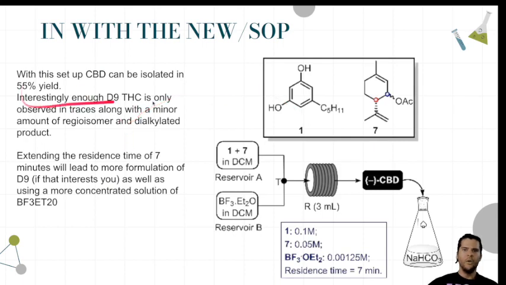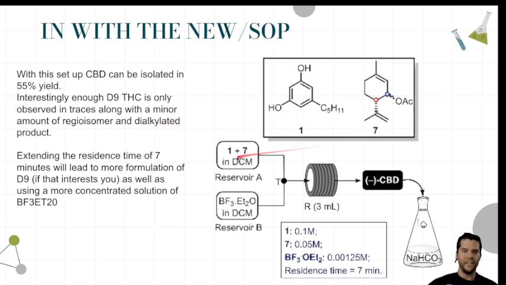Okay, now with this setup, CBD can be isolated in a 55% yield, which is, guys, astronomical compared to the previous classical, archaic, whatever adjective you want to use right there, methods that are known in the art. With this setup, CBD can be isolated in 55% yield. Interestingly enough, delta-9 THC is only observed in traces along with minor amounts of the regioisomer and dialkylated product.